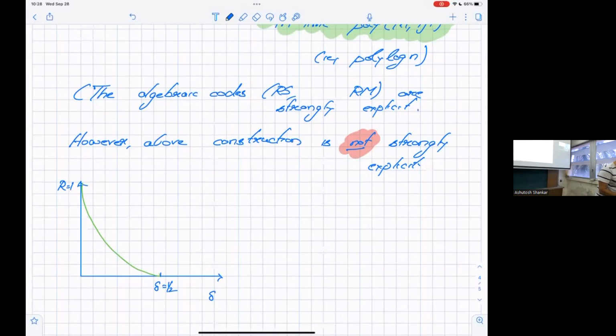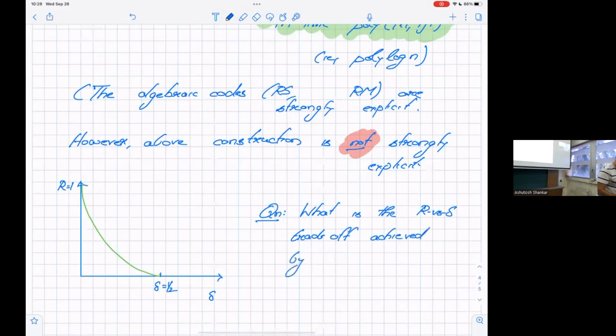The question which I'm going to ask is, what is the R versus delta trade-off achieved by the above explicit construction?